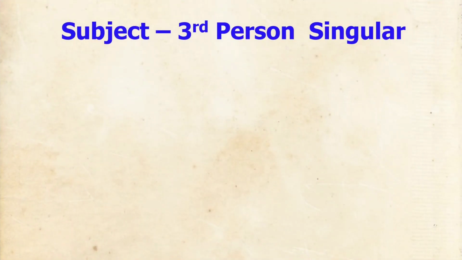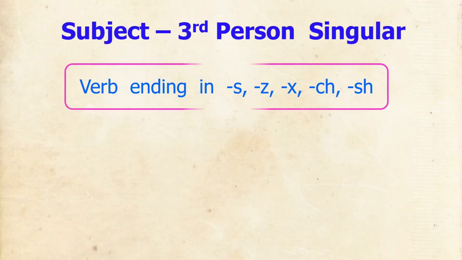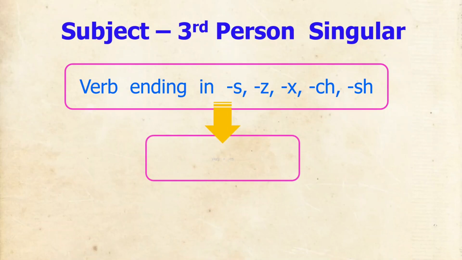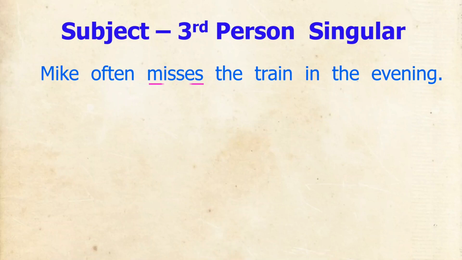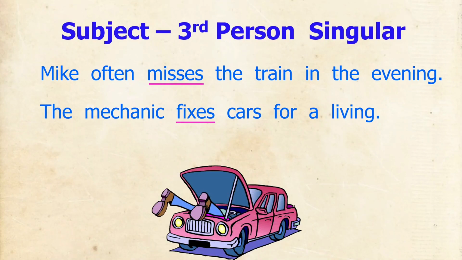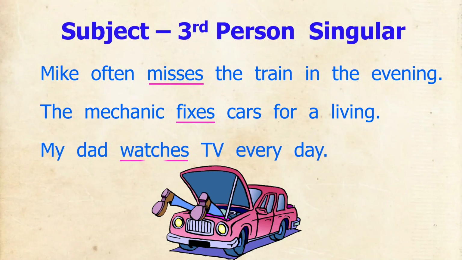If the verb ends in s, z, x, ch, or sh, we add es at the end of the verb. Let's see some examples. Mike often misses the train in the evening. The mechanic fixes cars for a living. My dad watches TV every day.